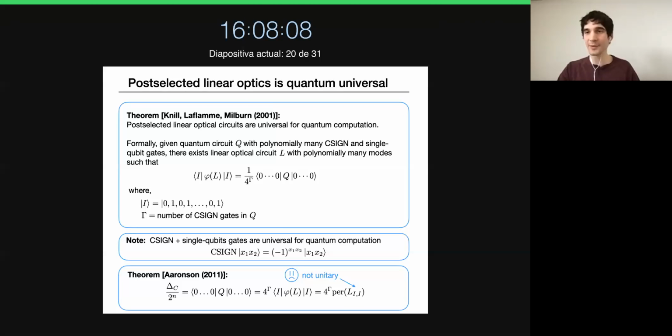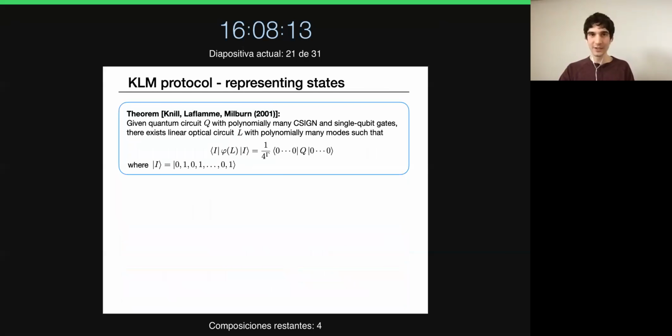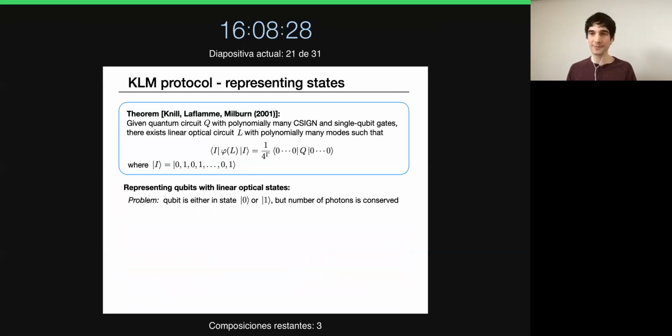And in order to do that, I'm going to need to talk a little bit about what the KLM theorem is actually doing. So the first major bottleneck in the KLM theorem is how do you even represent a qubit in a linear optical network? And you run into this problem immediately where a qubit is either in the state 0 or 1, but the number of photons in a linear optical experiment is always conserved. So it's not like I can just have a single mode corresponding to a single qubit and remove that photon whenever I want and put it back where I want, because the number of photons has to be conserved.